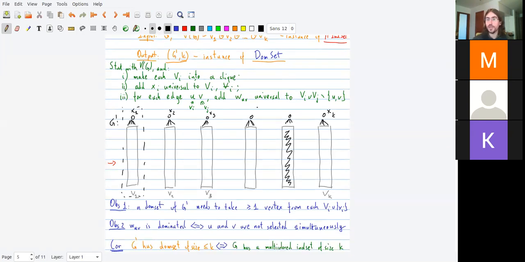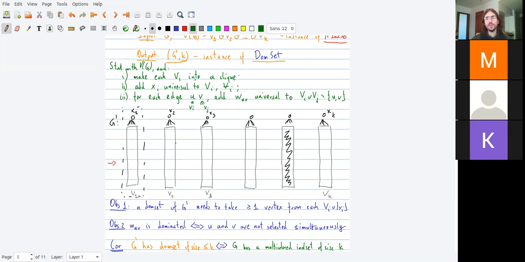So this means that if I would like to find a dominating set for this whole graph, whatever happens, I need to pick at least one vertex from somewhere here, from V1 or X1. I need to pick at least one vertex from somewhere here, and so on. So I will need to pick at least k vertices in order to dominate those cliques themselves. Okay, so now I will add some additional vertices.